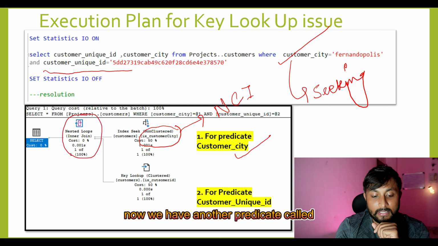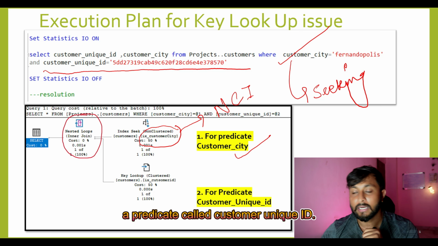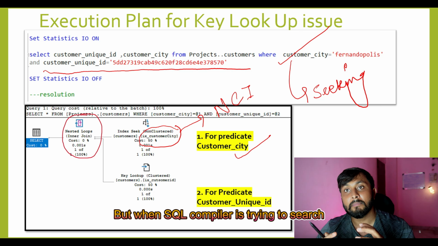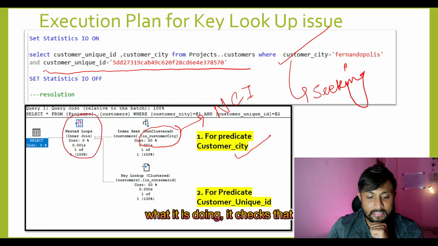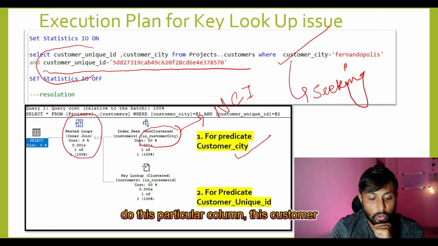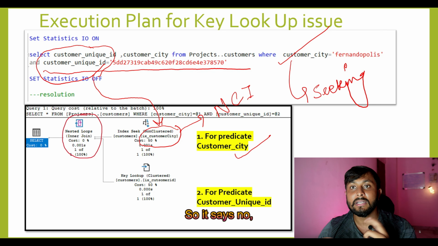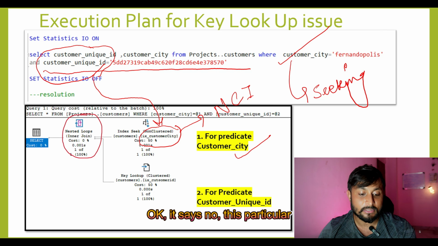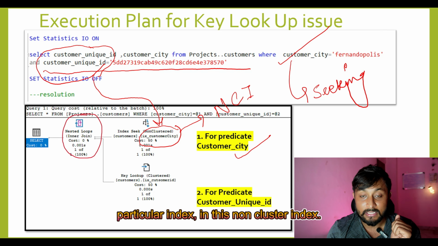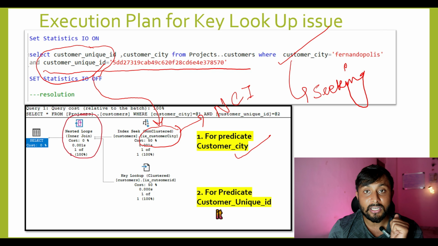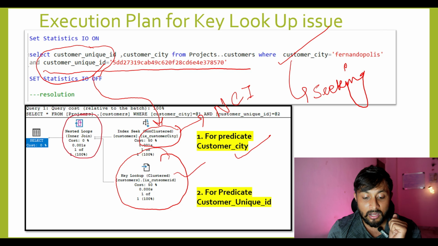Now we have another predicate called customer unique ID. When the SQL compiler tries to search the data for this predicate, it checks whether this customer unique ID column is included in this particular index. It says no, this column is not included in this non-clustered index. So it tries to check this data in the clustered index.